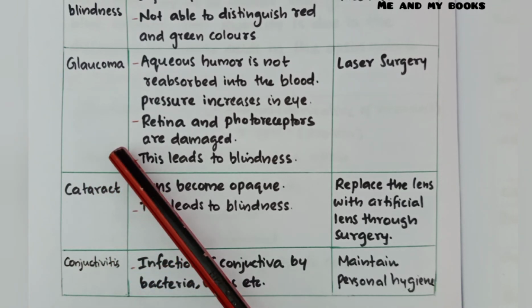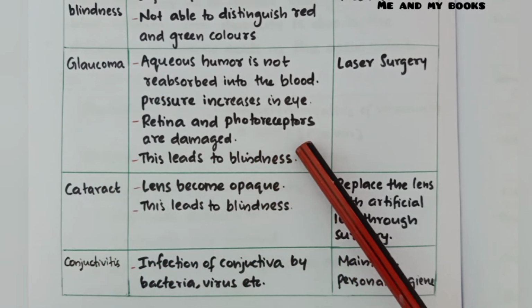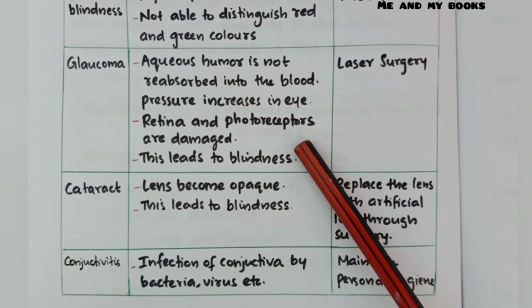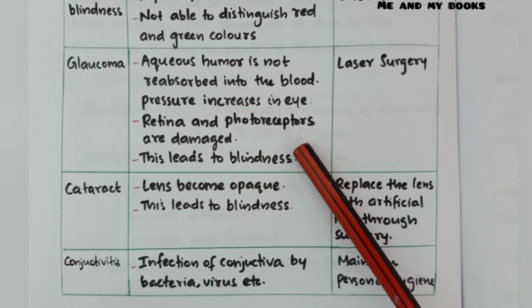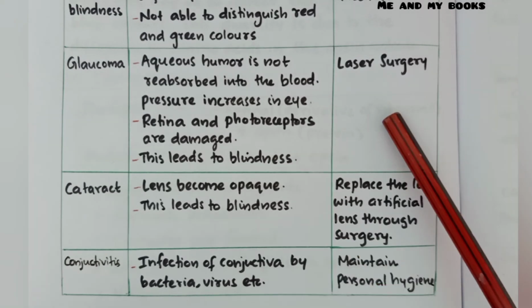Next disease, glaucoma. Aqueous humor is not reabsorbed into the blood. As a result, pressure increases in the eye. So retina and photoreceptors are damaged. This will lead to complete blindness. And remedy is by doing laser surgery.